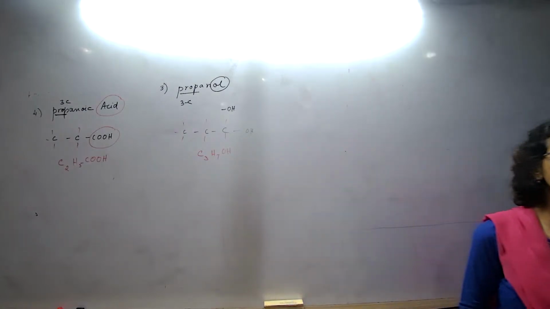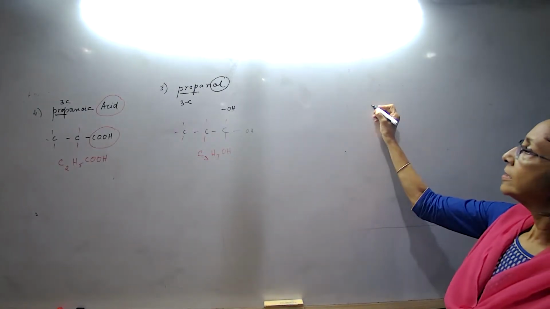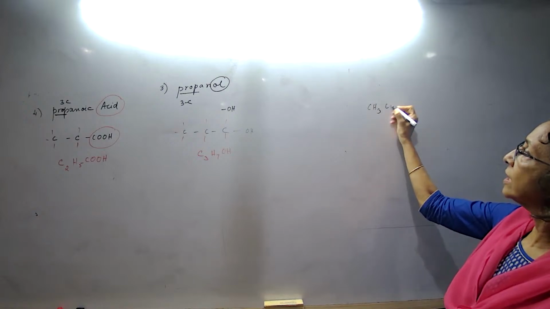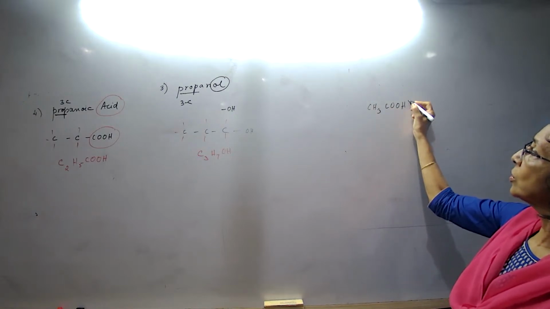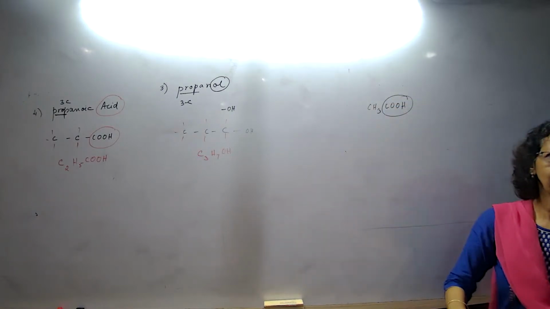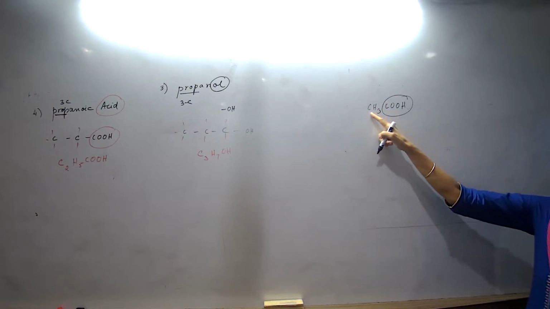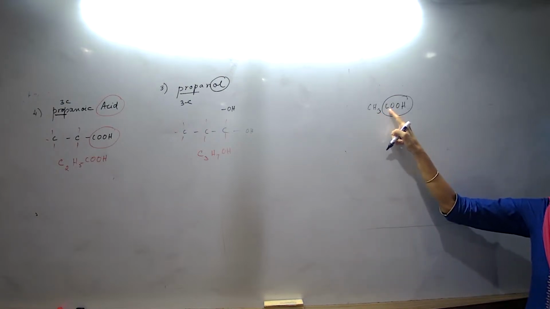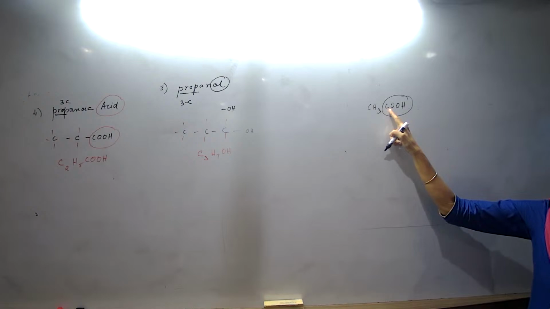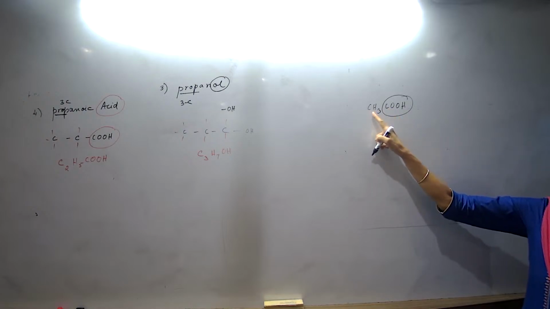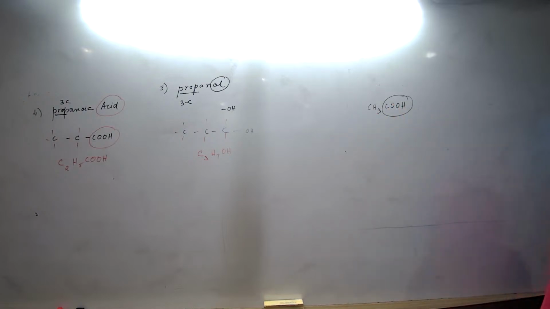Got it? Acetic acid में क्या बोला आपने? CH3COOH. So we know that there is an OH. So it is an oic. Right? How many carbons? 1 and 2. Total number of carbons, 1 and 2. What do you say for 2 carbon?